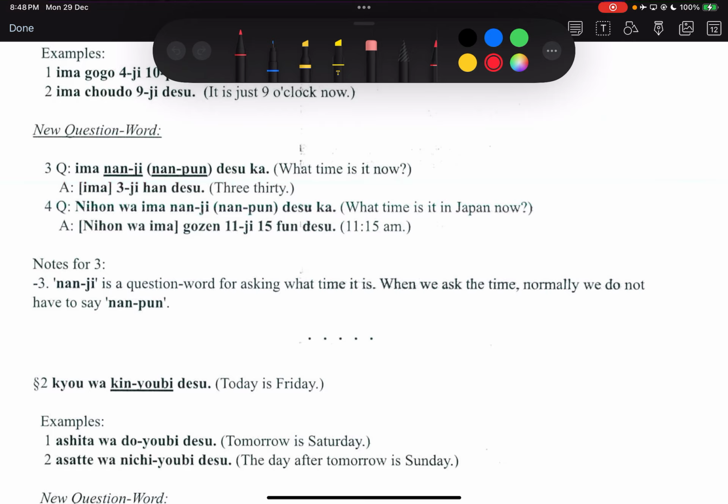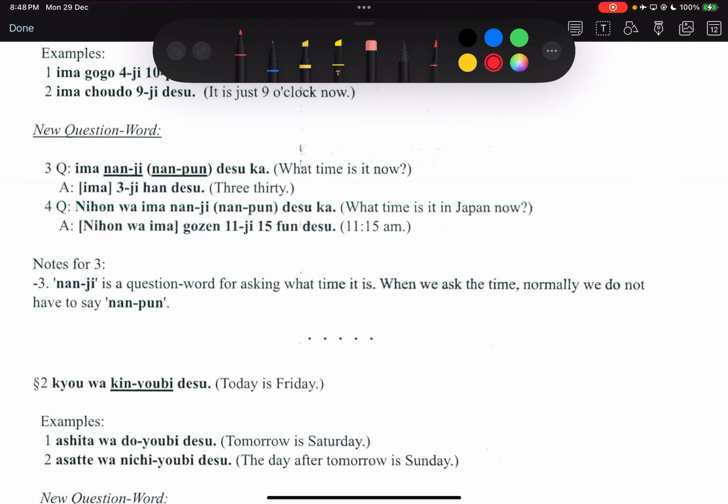Okay, then A replies ima. So ima is optional because literally you ask what time is it now, so the reply guy doesn't need to say now because we are talking about now. So you can just reply 3時半です. So han is half, so 3時半 is 3:30. But do we know it's afternoon or AM? No, we don't know, because they never say.